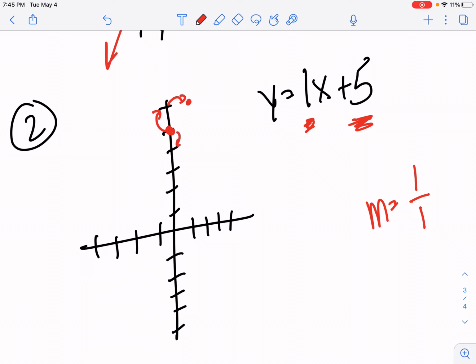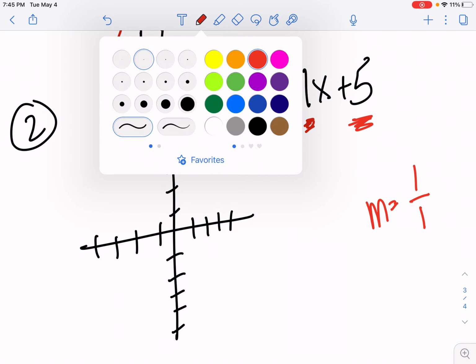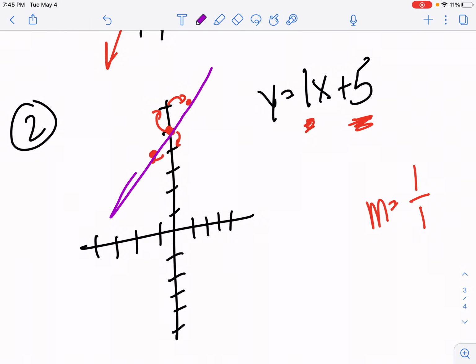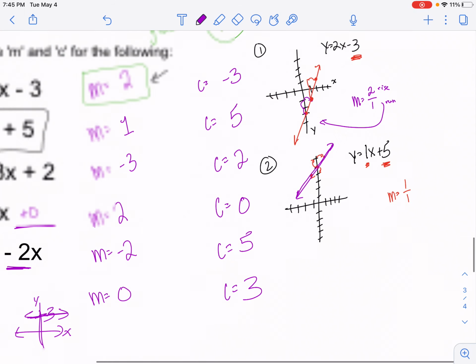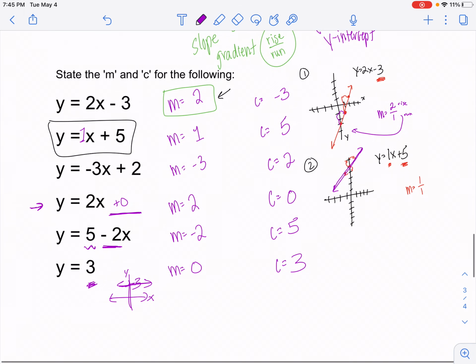Ooh, could you go down 1 and back 1? Sure, but now I'm getting fancy. You don't have to get fancy. All right, so that is the linear function there of y equals 1x plus 5. Okay, so just a quick little review on graphing.